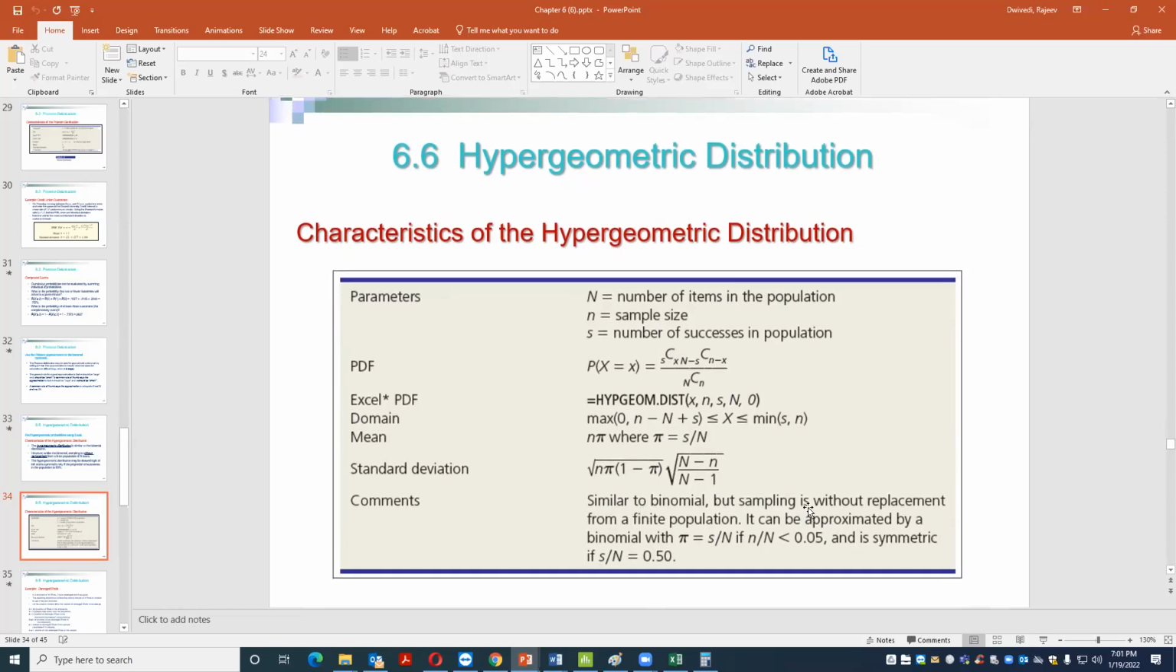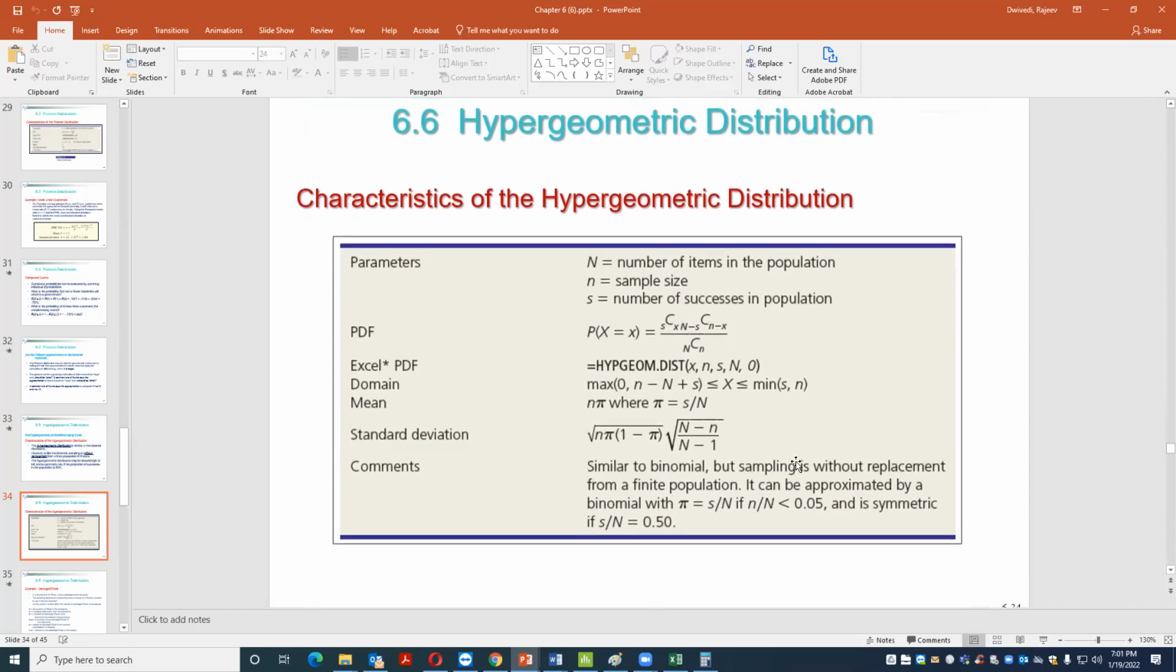Similar to binomial, but sampling without replacement from a finite population. It can be approximated by binomial with pi equal to S upon N. So if n upon N is less than 5%, let's say 40 items out of 1000, what would be the case? 40 divided by 1000 means 0.04. So in that case, you can use the binomial distribution.